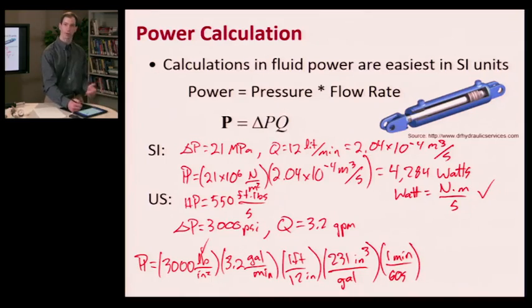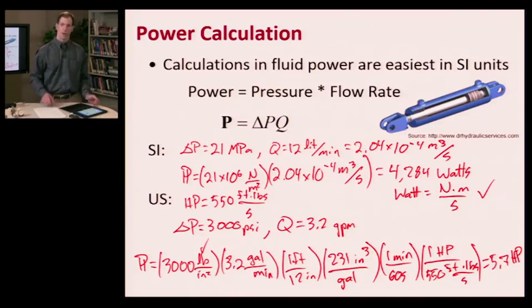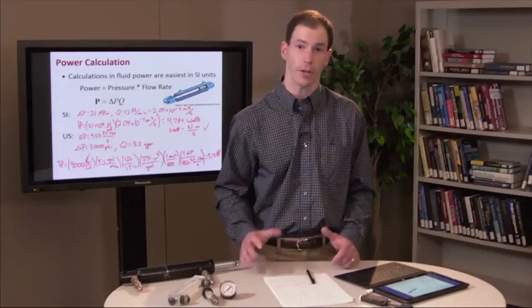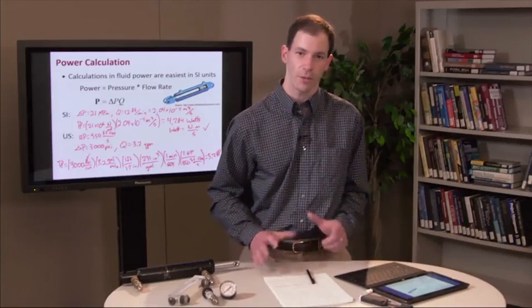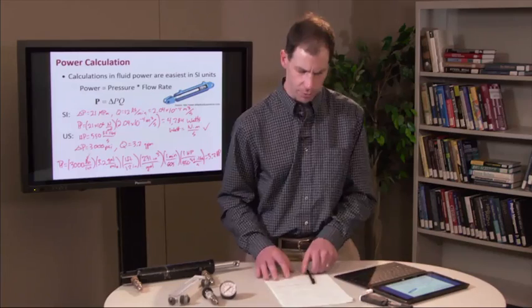And finally, I can convert my power into a unit of horsepower. So I can say that 1 horsepower is 550 foot-pounds per second. And finally, I can crunch through this and say this is 5.7 horsepower. So notice all the extra steps to do all these unit conversions when we're doing this in the US system. This is why I recommend doing your work in the SI system. It'll make your life a lot easier in the long run.